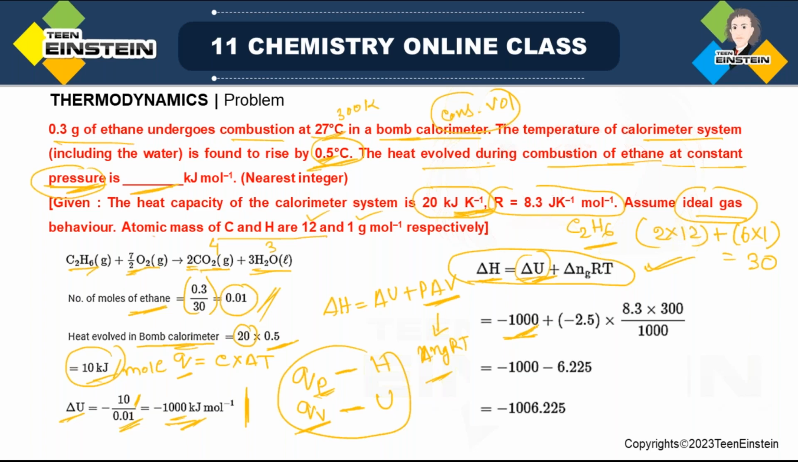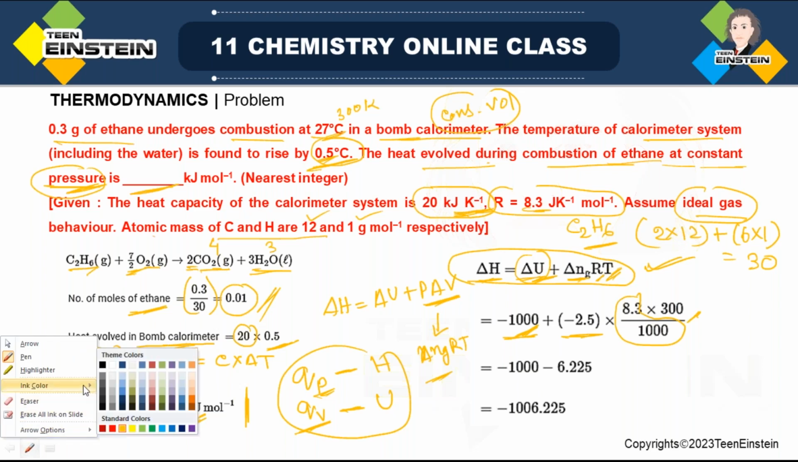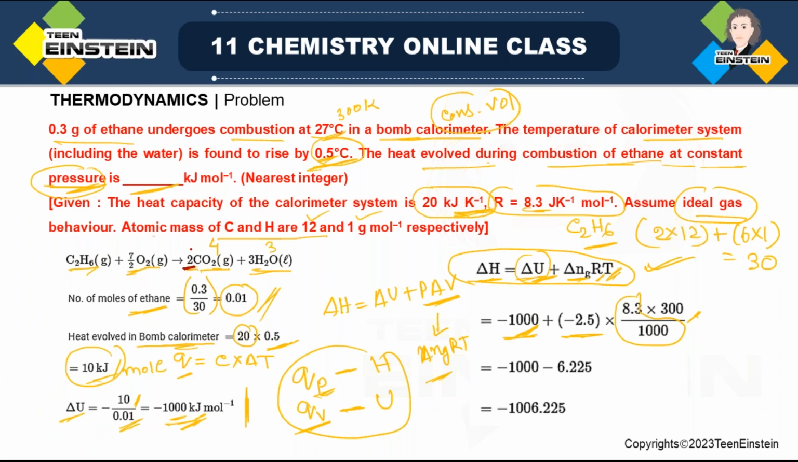So finally put all this in kilojoule. You also have to be careful about the units of R. R is given as 8.3 joule, but you have to divide it by 1000 to convert to kilojoule. T is 300 Kelvin. And del Ng, why have we written it like this? Because it is the total number of gaseous moles on the right hand side, which is the product side, and it is only 2, because this is liquid. So on the product side you have 2 moles of gaseous substance.